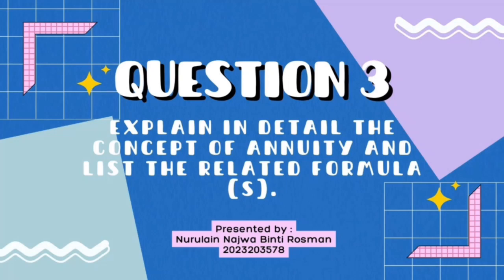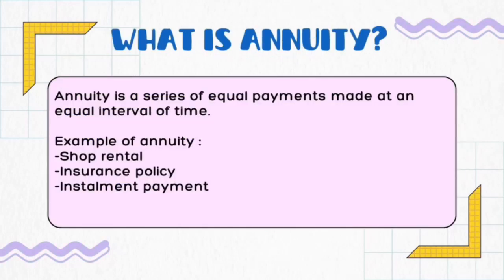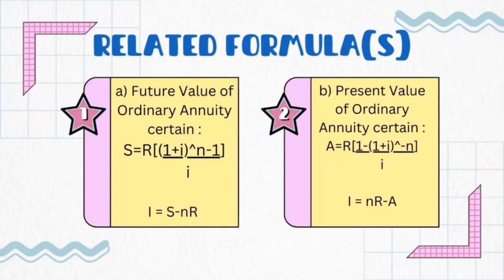Question 3. Explain in detail the concept of annuity and list the related formulas. In this topic of annuity, we will know what is annuity, what are the related formulas of annuity, and the solution for the answer. Firstly, what is annuity? Annuity is a series of equal payments made at an equal interval of time. Examples of annuity are shop rental, insurance policy, and installment payment. So, what are the related formulas of annuity? There are two formulas in this annuity topic.